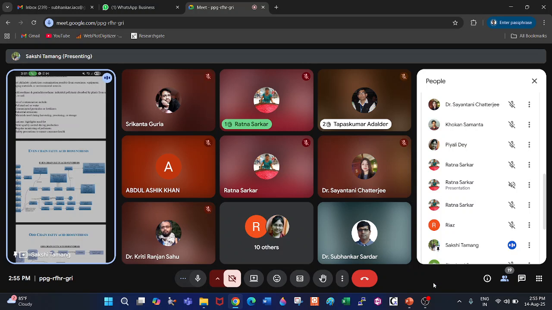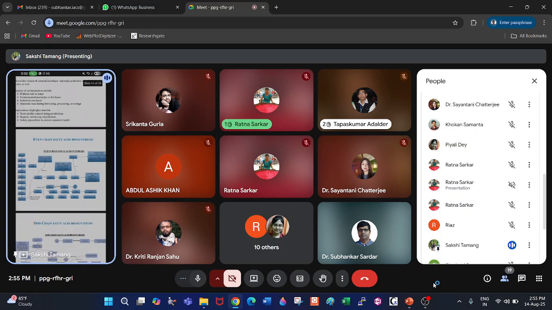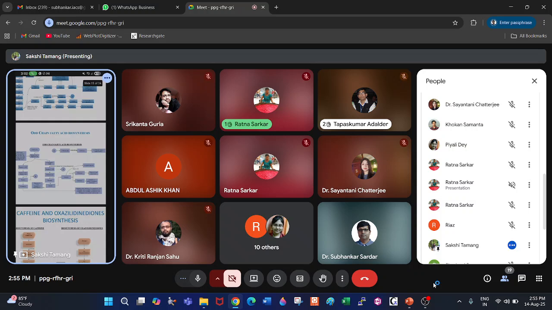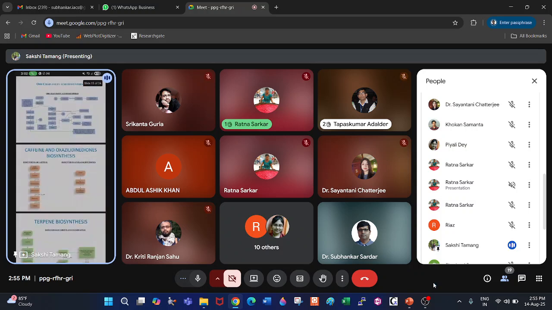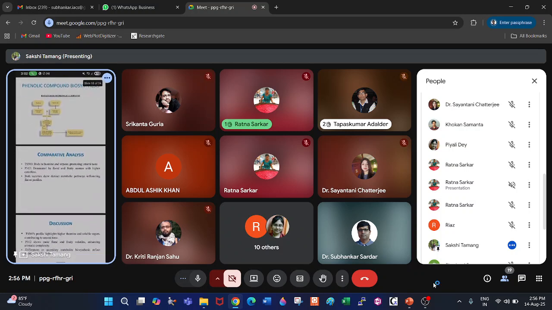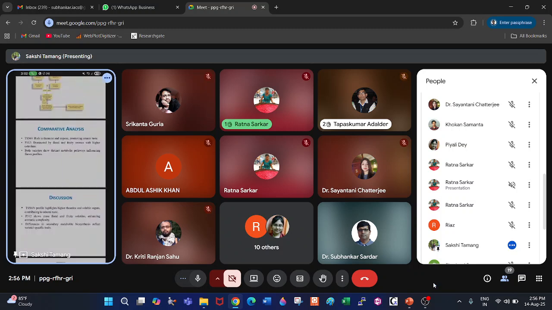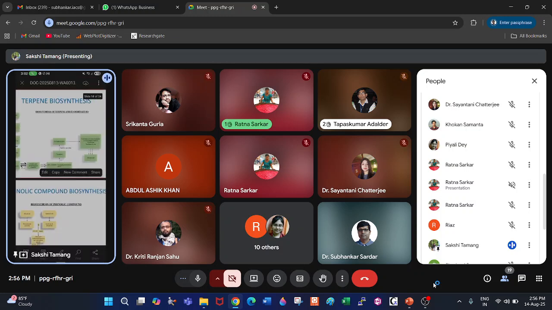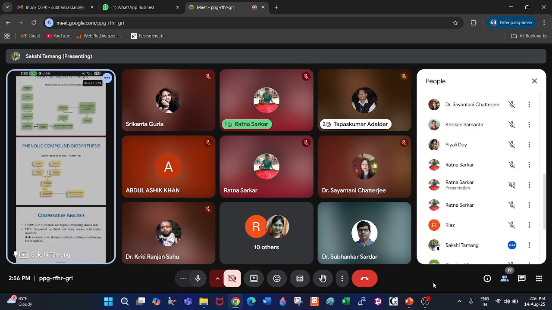This study revealed diverse biosynthetic pathways. This is the even chain fatty acid biosynthesis pathway. Likewise, this is the odd chain. This is caffeine and oxazolidinediones. Terpene biosynthesis pathway, phenolic. And the next slide, comparative. This biosynthesis pathway explains the variety's specific differences in flavor and bioactive content.